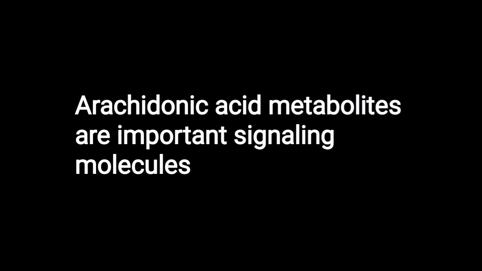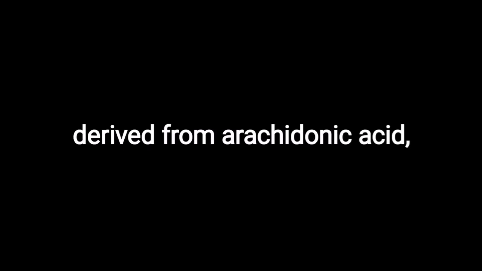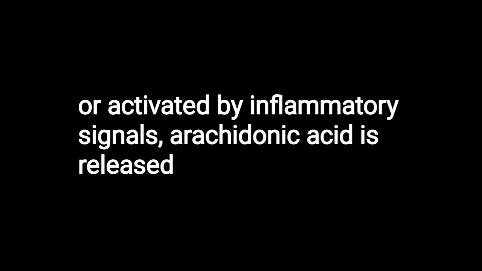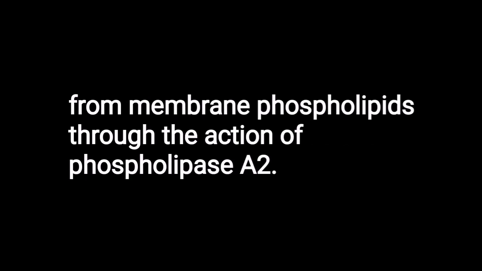Arachidonic acid metabolites are important signaling molecules derived from arachidonic acid, a polyunsaturated fatty acid found in the cell membrane phospholipids of many cells. When tissues are injured or activated by inflammatory signals, arachidonic acid is released from membrane phospholipids through the action of phospholipase A2. This release is a critical step in the inflammatory response, as arachidonic acid serves as a precursor for several bioactive compounds, which play vital roles in modulating inflammation, pain, and other physiological processes.